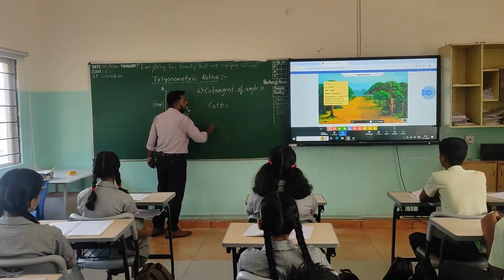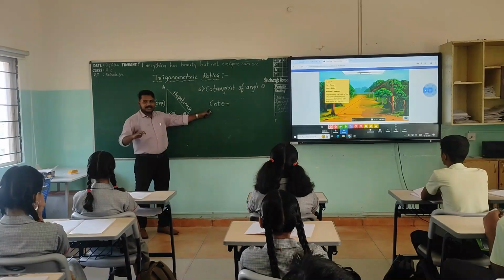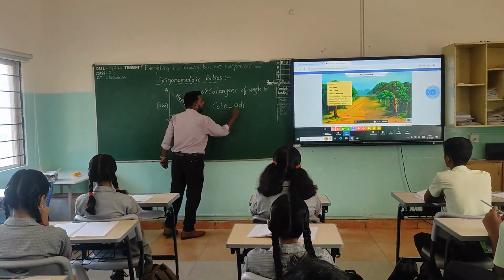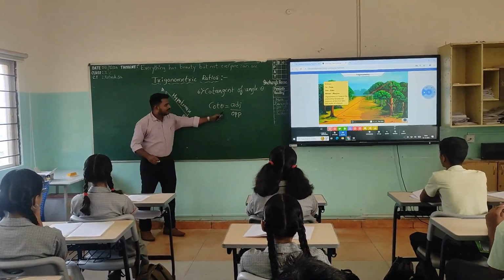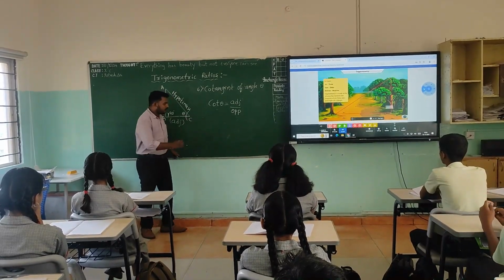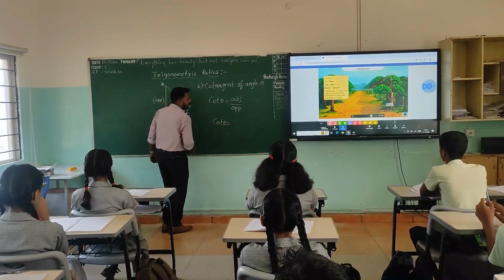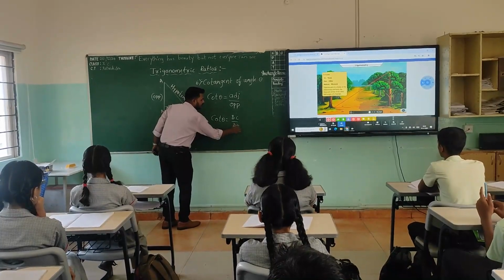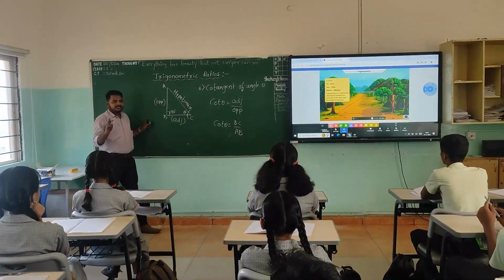So cot theta is equal to, what is the meaning of cot theta? Tan is opposite by adjacent, so cot is adjacent divided by opposite. So cot theta is equal to adjacent by opposite. From right angle triangle ABC, cot theta is equal to adjacent BC over opposite AB. So cot theta is equal to BC by AB. Clear? So totally we have 6 ratios.